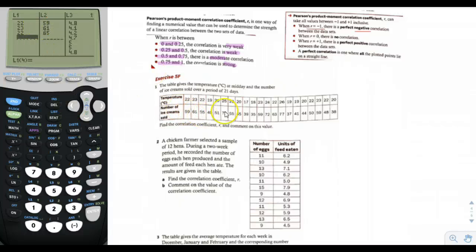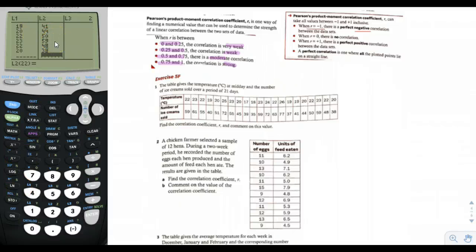I'm not going to make you watch me put in all this data now. You do it on your own. I'll do it on my own. We'll meet back up here in 2 seconds. Okay, so I finally got my data all in. You can see the last point is 20, 38.